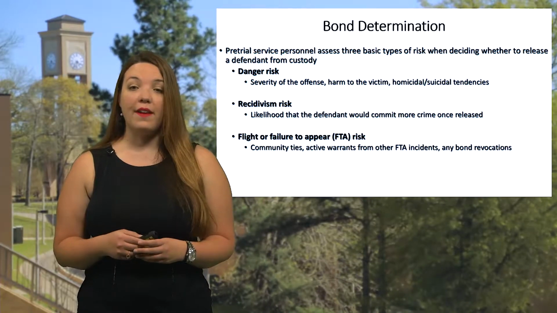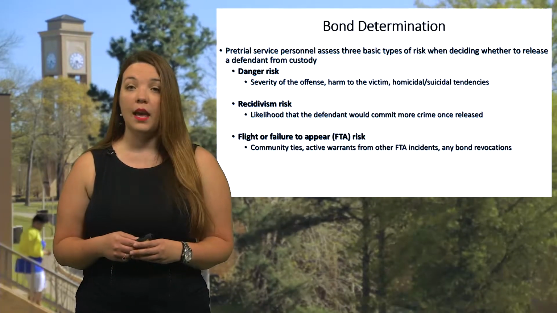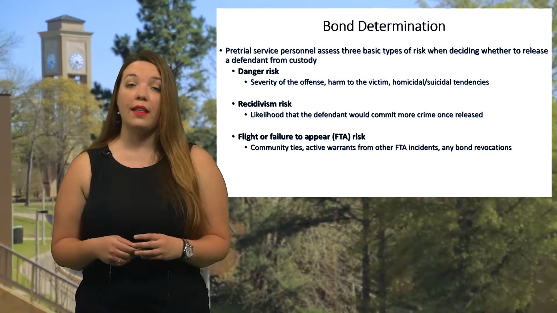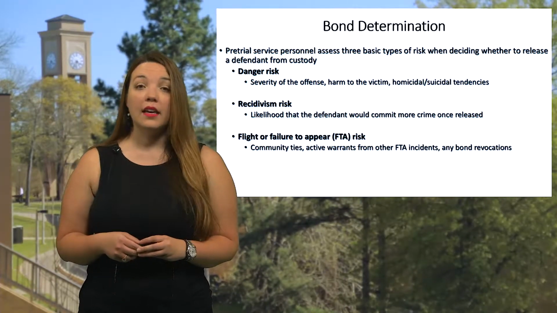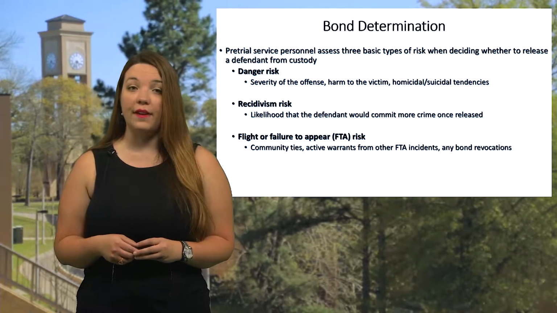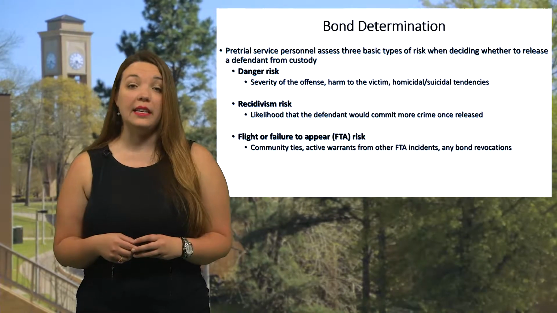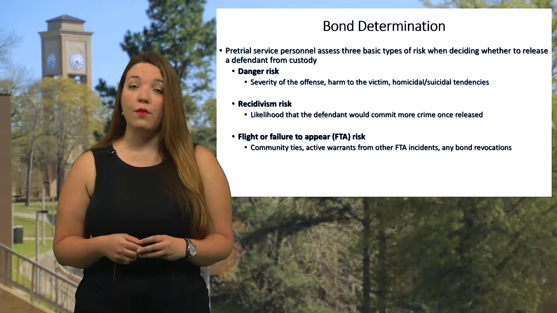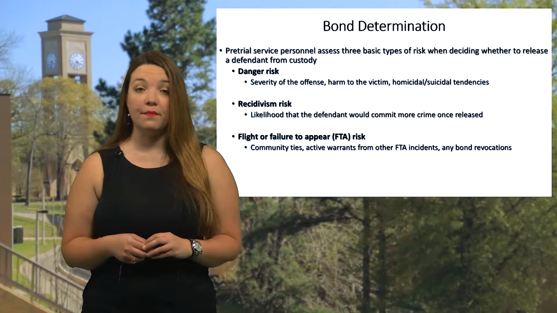There are three main factors that pretrial officers look at when making a bond determination. The first, the danger risk, looks to see if you are charged with a violent crime, have had a history of violent crimes in the past, committed a dangerous or serious offense, and if these things are present, then pretrial release isn't really looking all that good for you. If you are a danger to yourself or to others, then it is unlikely that you will be released.